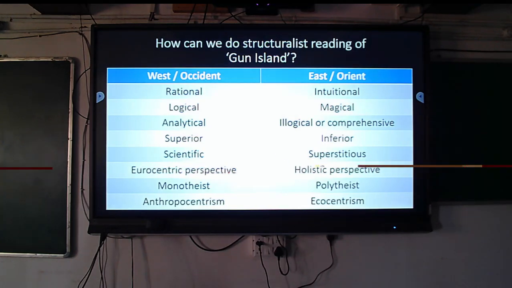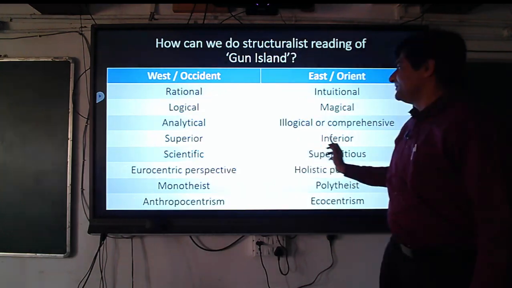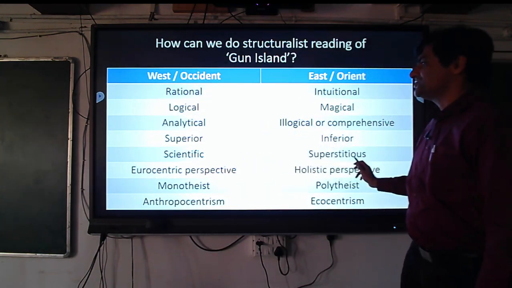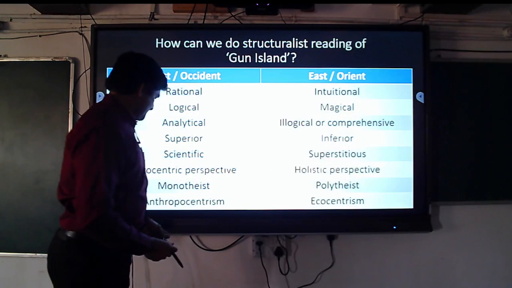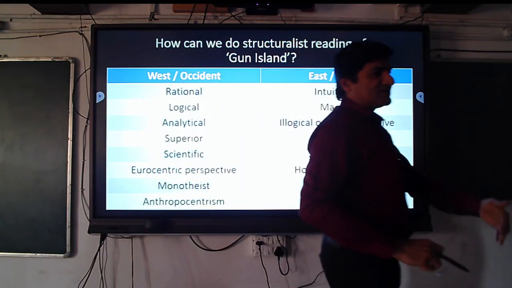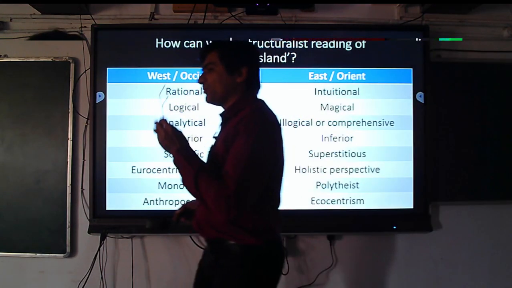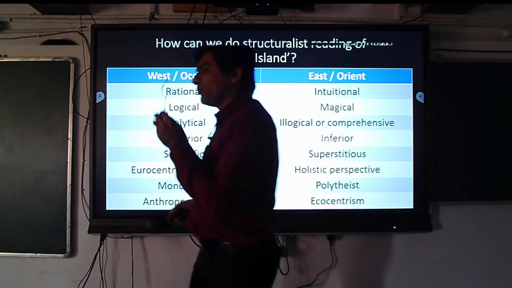This analytical, we may call it in opposite illogical, or rather more comprehensive also. Superior to inferior, scientific to superstitious, Eurocentric to holistic, monotheist to polytheist, anthropocentrism to ecocentrism. So in these points, if we try to locate our story, then what are the points that we can find here that we need to see here.